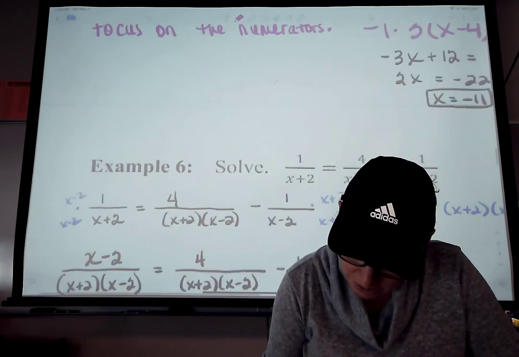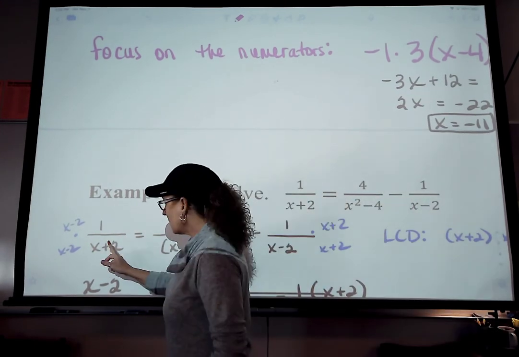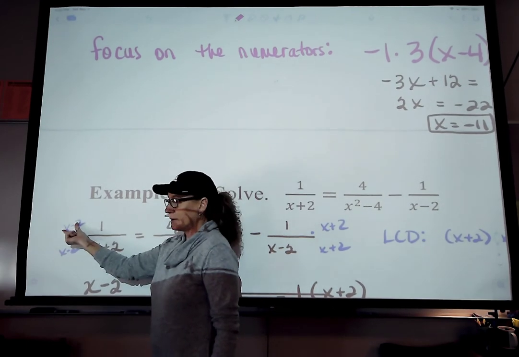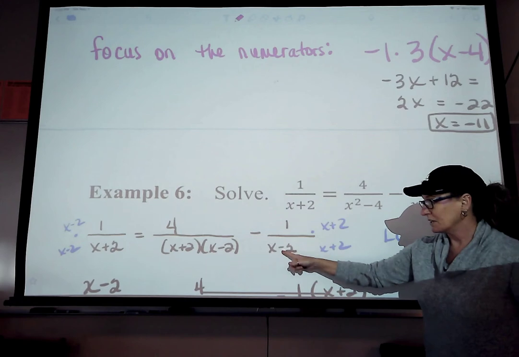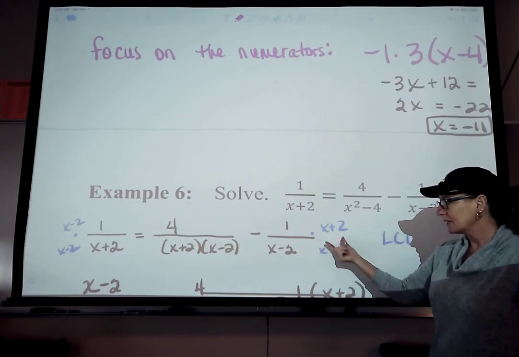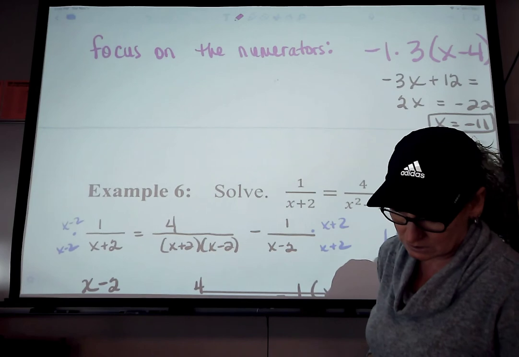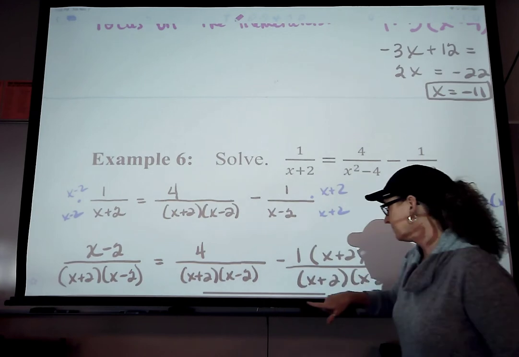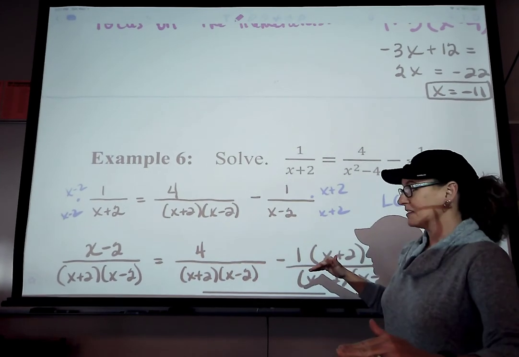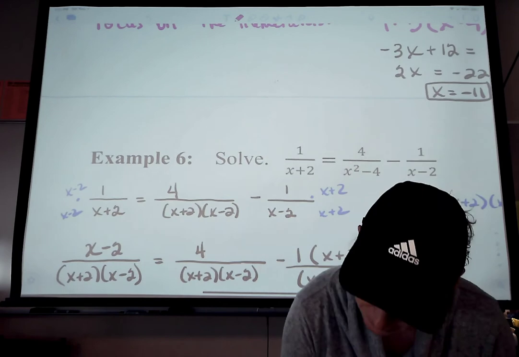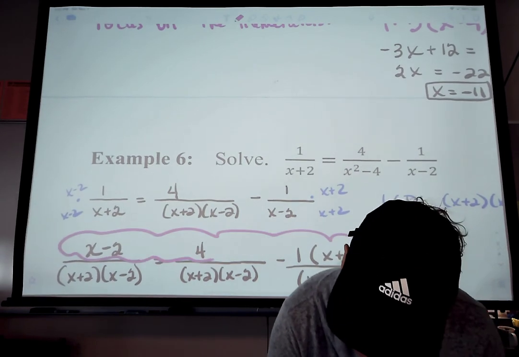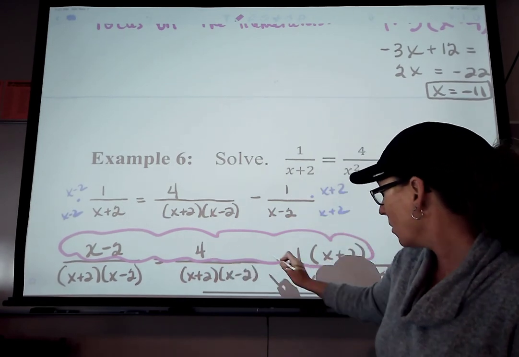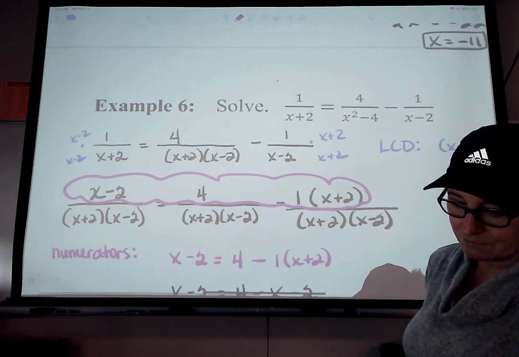So I went back to my expression and said, okay, this one is going to need an x minus 2. Multiply, keep it legal, same to the top. This one is going to need an x plus 2. Multiply, keep it legal, do it to the top. See how they're the same? Once you get your denominators exactly the same, all you have to do is focus on the numerator. So I'm going to write x minus 2 equals 4 minus 1 parentheses x plus 2.